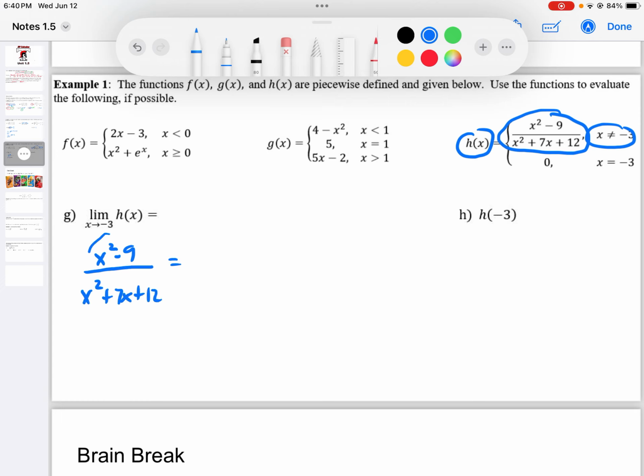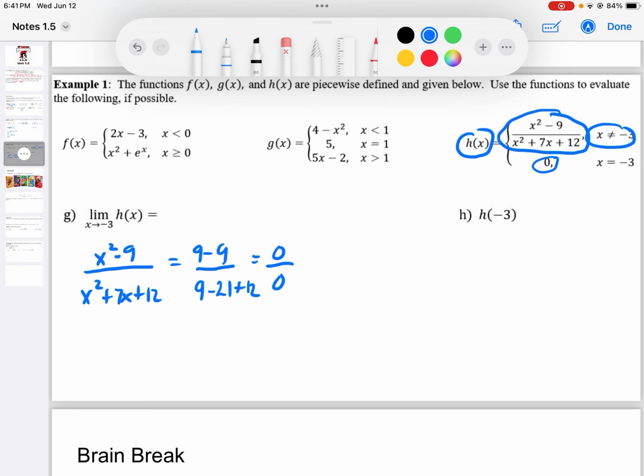Okay, if I plug in negative 3, squared would be 9. 9 minus 9 is 0. Okay, plug in negative 3 on the bottom. That's 9 minus 21 plus 12. I've got 0 on top, so is the answer just 0? Well, if I look at the bottom, I also get 0. And that's something we'll talk about soon also. This is called an indeterminate form. I get 0 over 0, so that's a problem. But if I think about it, my function is not actually defined right there. When x is negative 3, the function is going to be 0.